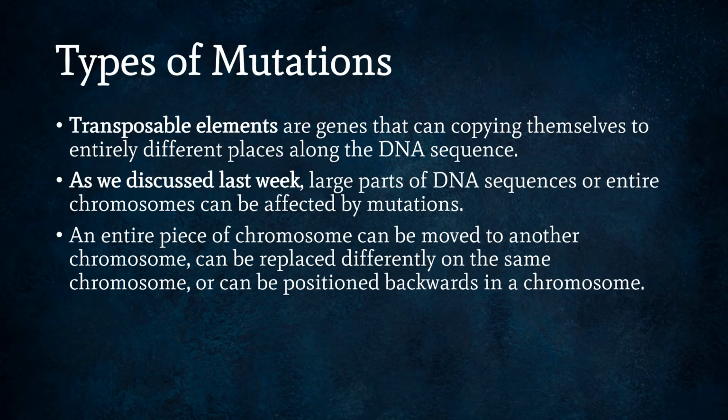Transposable elements are genes that can copy themselves into entirely different places along the DNA sequence. So large parts of DNA sequences or entire chromosomes can be affected by mutations. An entire piece of chromosome can be moved to another chromosome, can be replaced differently on the same chromosome, or can be positioned backwards in a chromosome. So these crazy mutations in DNA sequences can just do basically whatever they want.